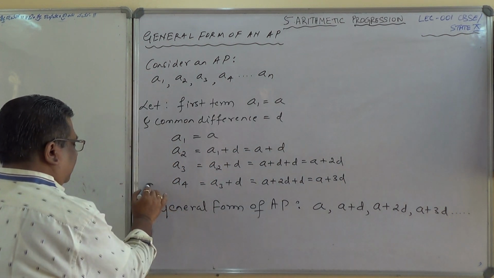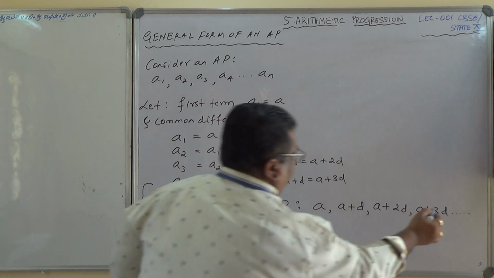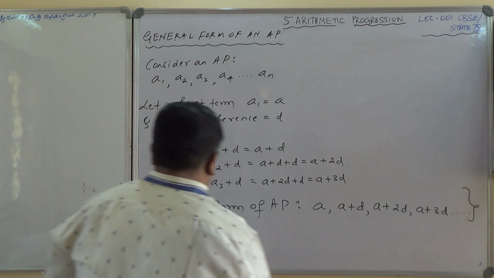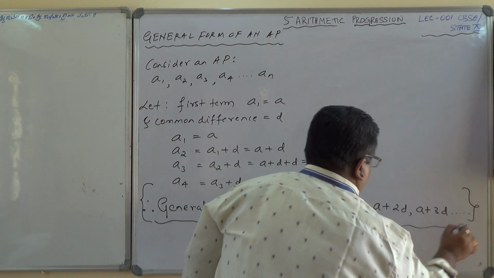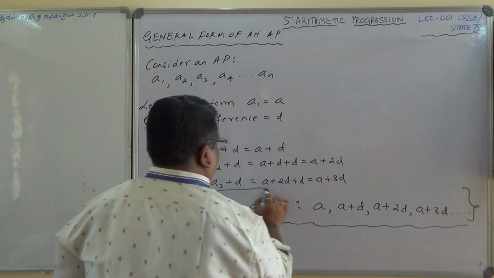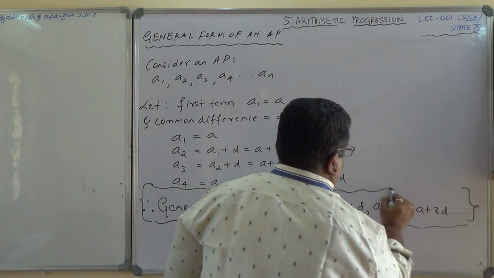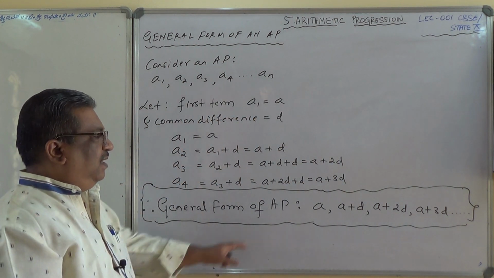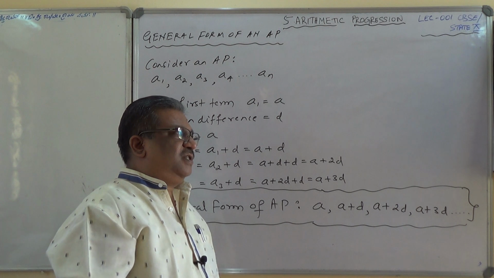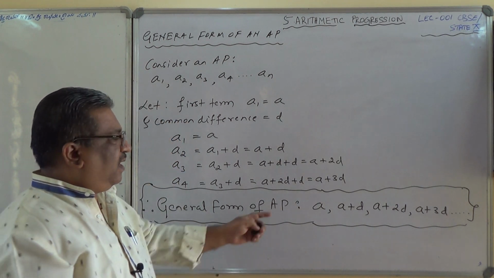So important, this is called the general form of an AP. I hope you are able to understand the general form of an AP and mark it. This is helpful for solving the numericals. We require this formula quite often. The general form of an AP is a, a plus d. If you know the first term and the common difference, you can form an AP.